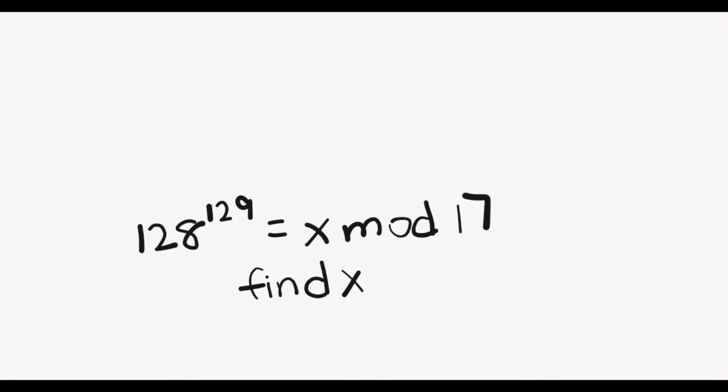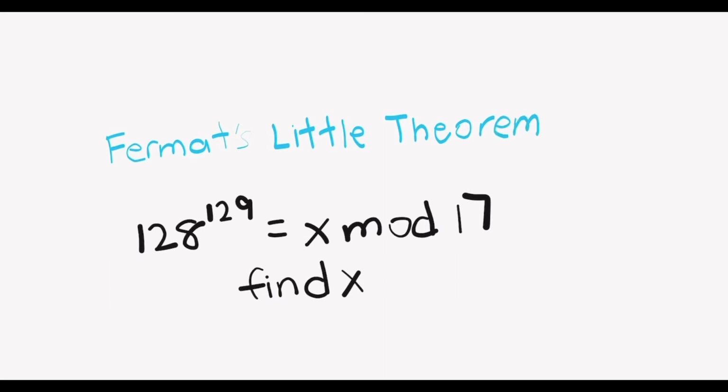So today we're going to be solving for x in the modular equation 128 to the power of 129 equals x mod 17. Now we're going to use something called Fermat's little theorem. We use this theorem to compute powers of integers modulo prime numbers. We use it in primality testing and public key cryptography. It simplifies the exponent.